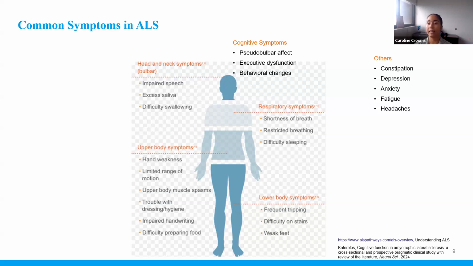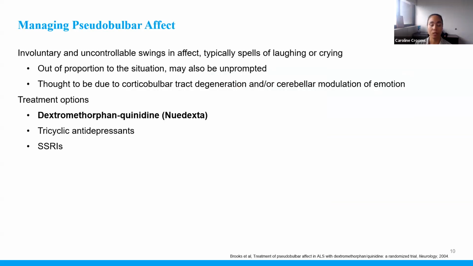Depression and anxiety, as you might imagine, very common. Fatigue is a really, really big one that can be very tough. Again, can be multifactorial because of poor nutrition, because of respiratory failure that's untreated, and then also just from the disease itself. And as I mentioned, headaches, again, usually from the respiratory failure.